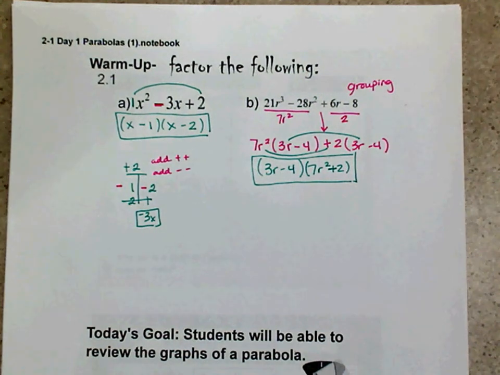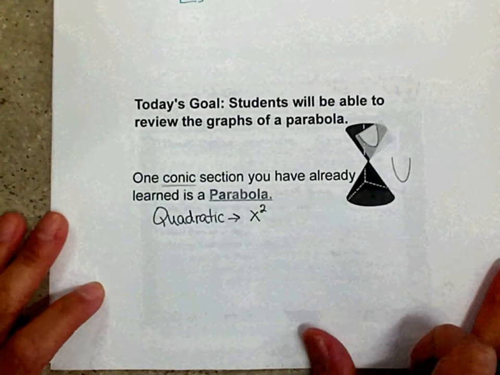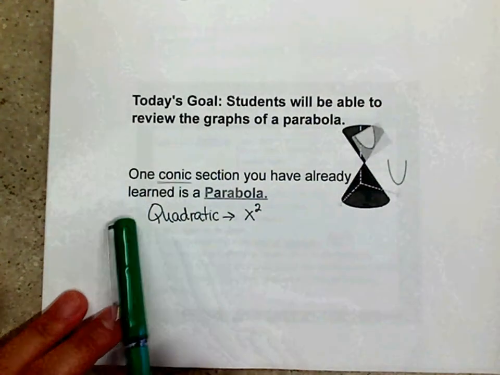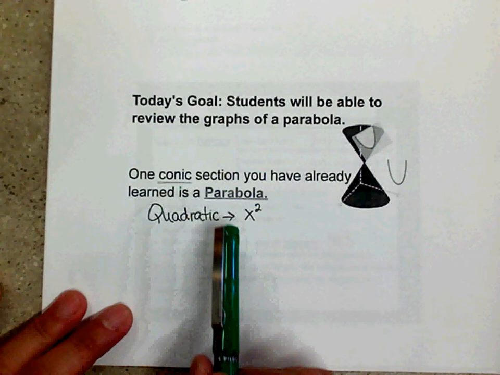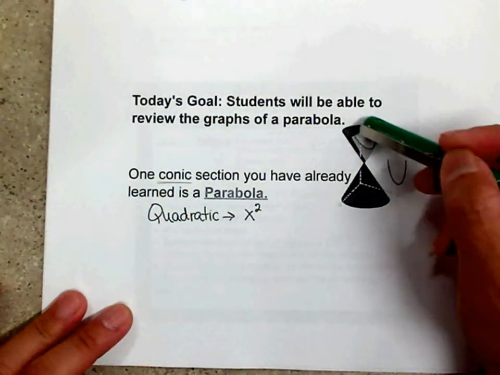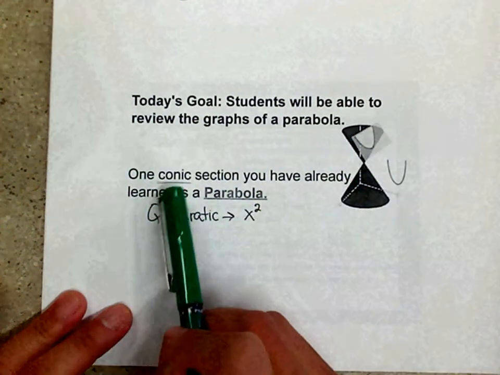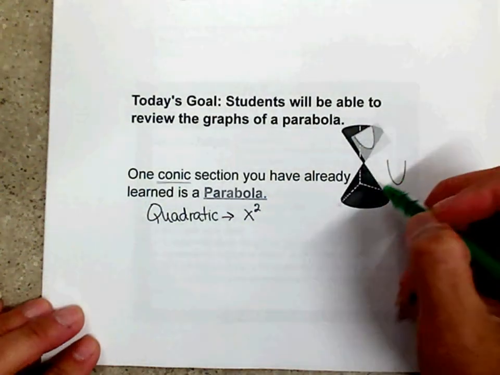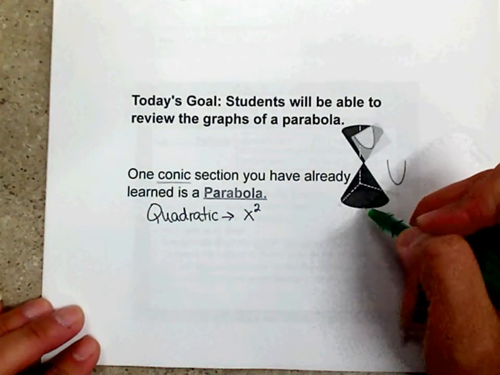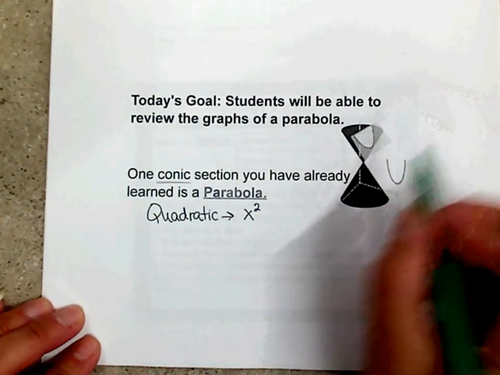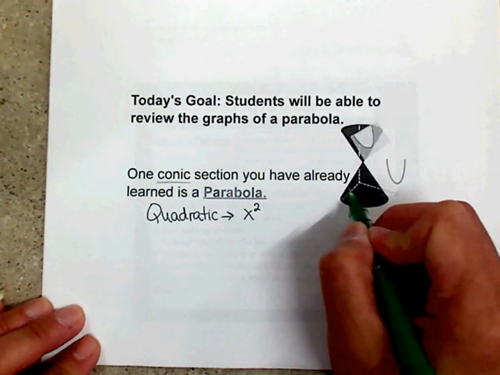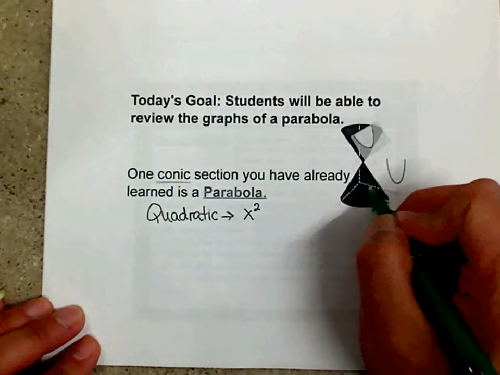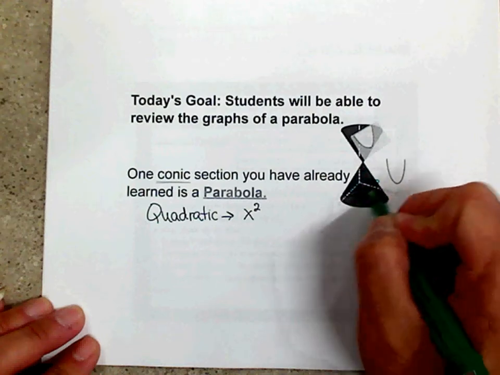Okay. Today, our goal is that you guys are going to be reviewing the graphs of a parabola. This is called a conic, and the parabola is this shape right here. So it's a cone, which is why it's called conics. And if I were to cut a piece of paper at this angle, okay, that's how you get that parabola. If I were to cut it straight across, you get a circle. If I were to cut it at an angle like this, you get the oval.